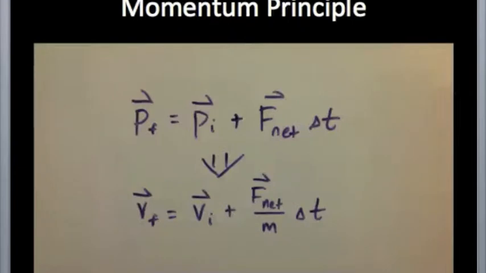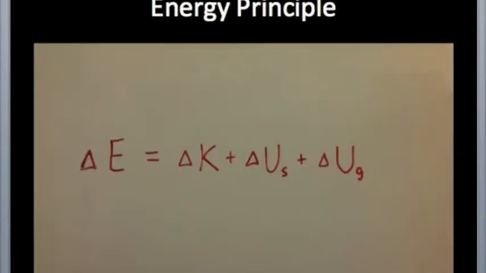One of the principles applicable to this lab is the momentum principle, where the change in velocity is equal to the net force divided by the mass times delta t, as shown here. The other principle is the energy principle. The energy principle is the total energy of the system, which is equal to the kinetic energy plus the gravitational potential energy plus the spring potential energy. How it is applied specifically is explained later.